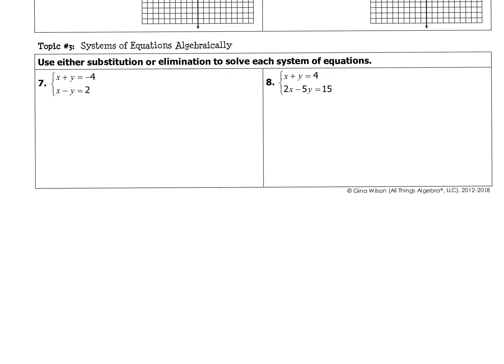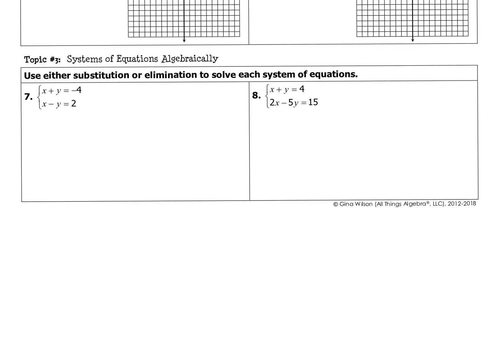All right, so topic 3, systems of equations algebraically. Here we go. Now we're going to use substitution or elimination, and I'm going to say that elimination is best for 7 through 9. Substitution is best for 10 through 12, okay? So if you want to do it one way or the other, that's fine. I'm just trying to make a suggestion.